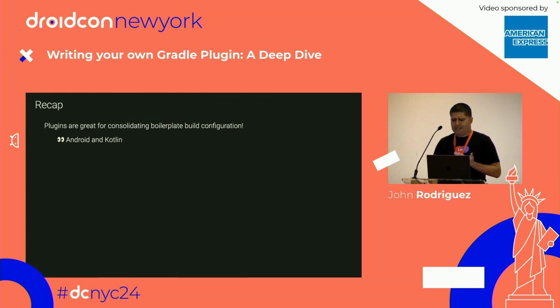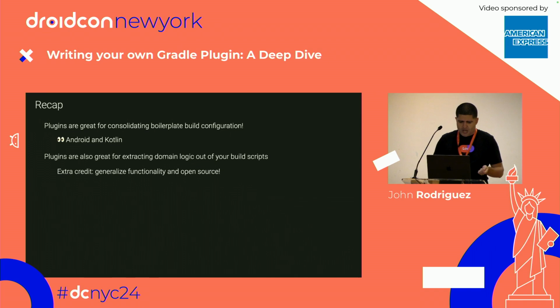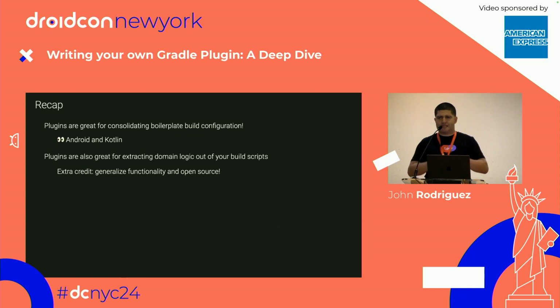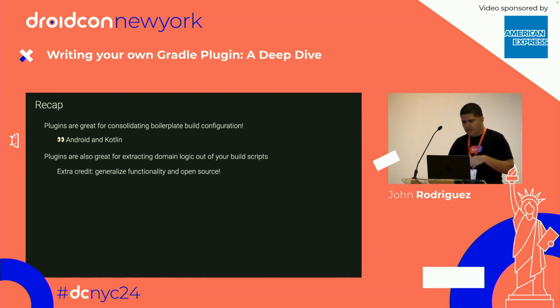Okay, so let's recap. I think I'm over time or just about at time. Plugins are great for consolidating boilerplate build configuration, especially in the world of Android and Kotlin. This is very important. It's also great at extracting domain logic out of your build scripts. A dumb build script is the best. Put your plugins, put your dependencies, done. I don't really care about setting lint options or build features or all that. Get that out of my individual module build script.